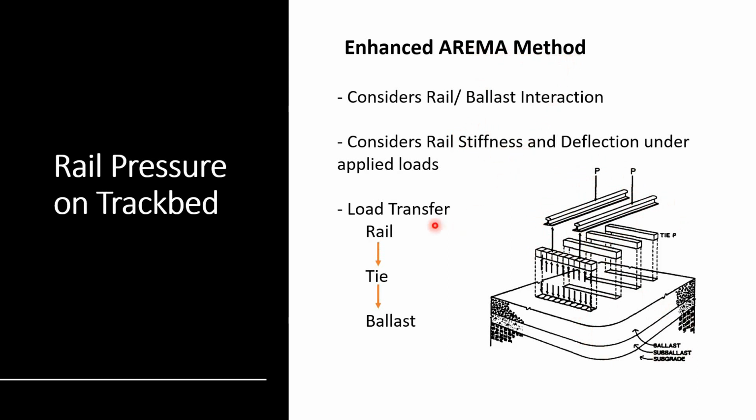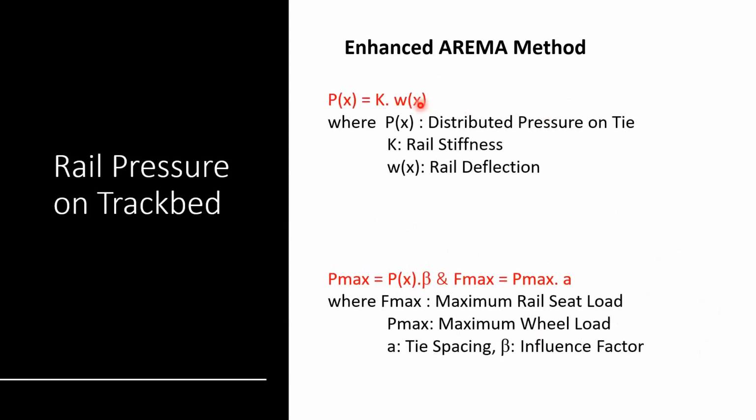And the way the load transfers is you have the P, which is our dynamic wheel load, the static times the impact factor, and then it travels to the ties, the horizontal sleepers we have here, and then from the tie, it goes to the top of your ballast layer. Just a few simple equations here. Again, generic equations, but they just convey the message. You have a distributed pressure on the tie, and that would be the rail stiffness times the rail deflection.